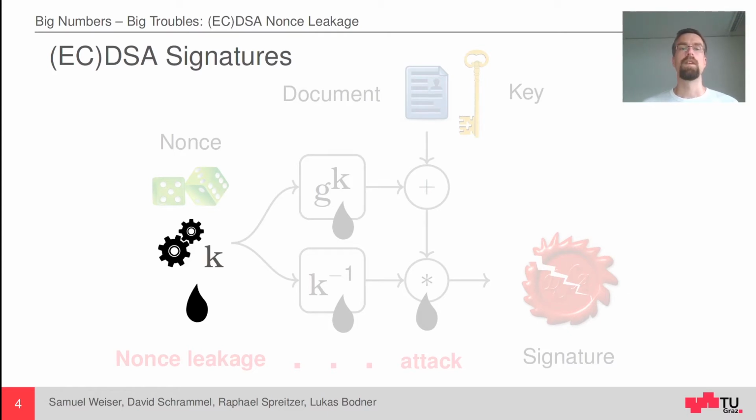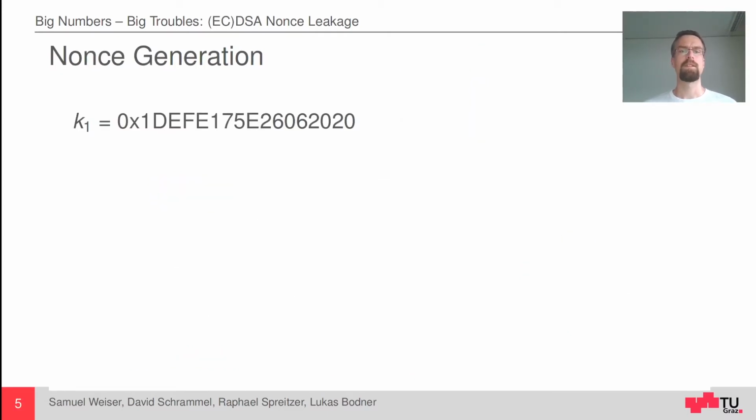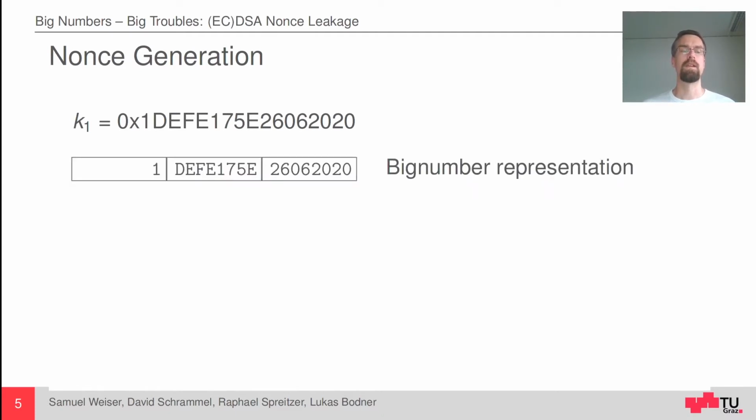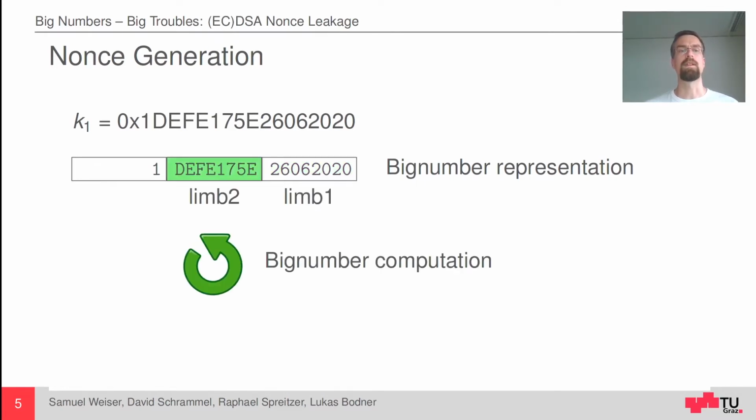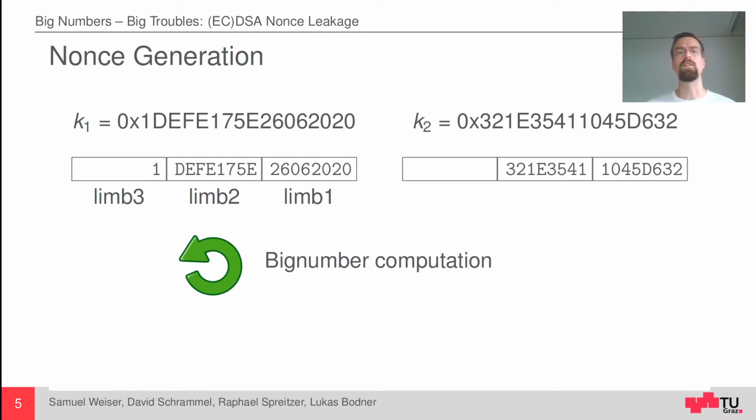We start off with nonce generation. Here you can see a nonce K1, which has some representation in hexadecimal here. But OpenSSL needs to break down this representation in so-called big numbers. And it does so by splitting the number into so-called limbs. So we have 3 limbs. When OpenSSL does computations, for example an addition, it first accesses the first limb, then the second limb, and then the last limb. However, if we now use a slightly different nonce, K2, which is just a bit smaller, we see that it only fills up 2 limbs, and the topmost limb stays empty.